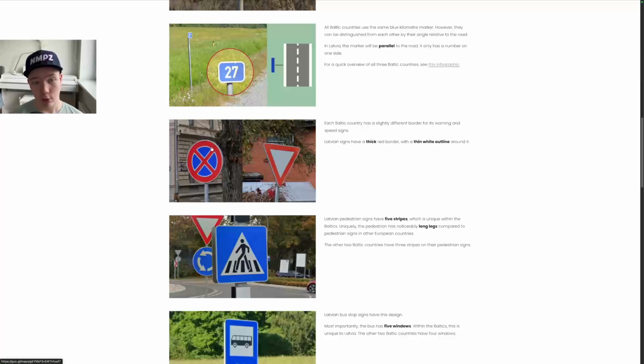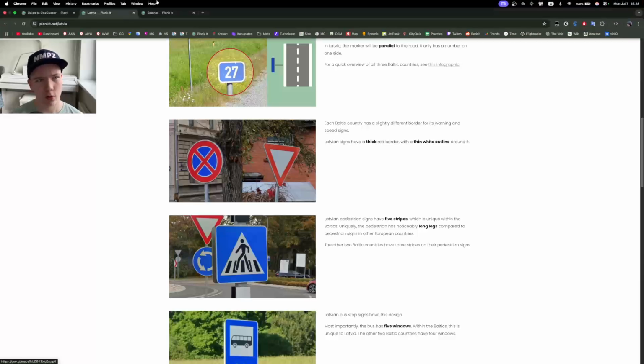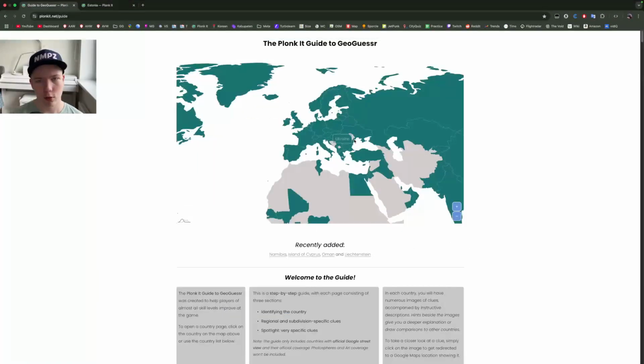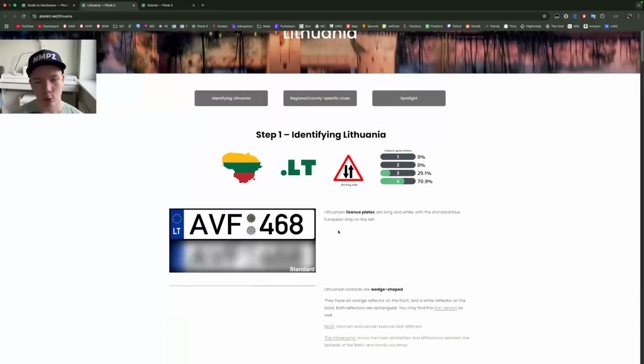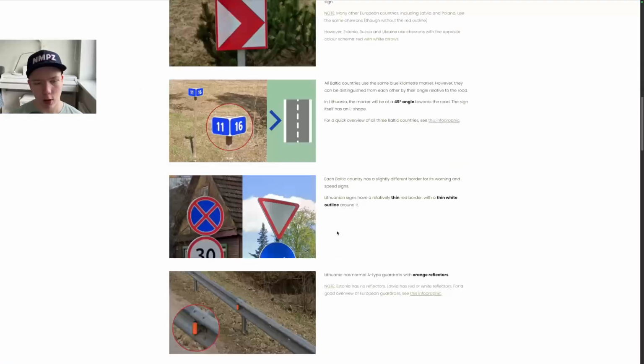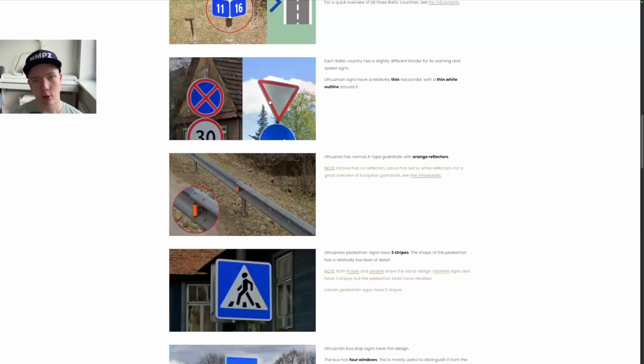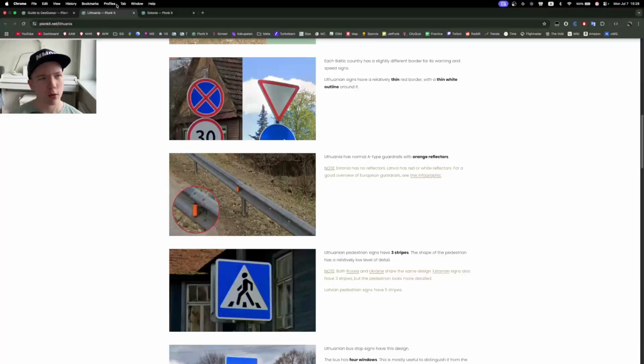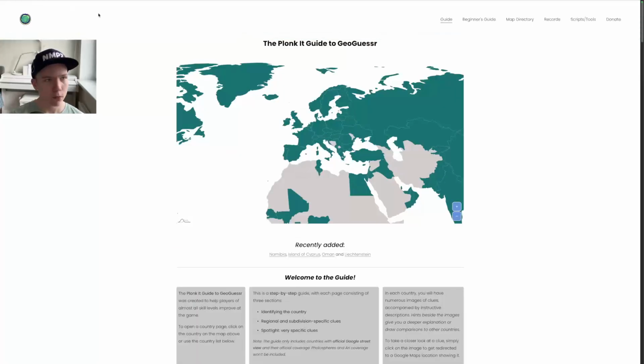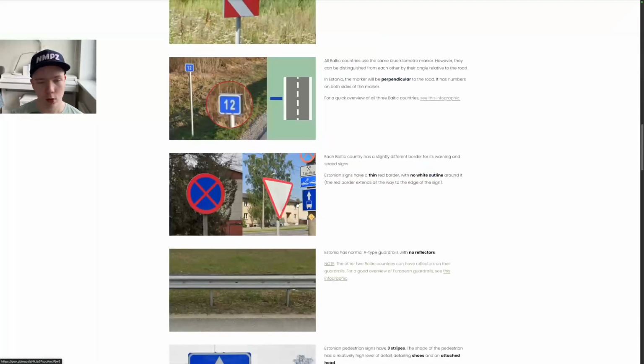It's quite a thick red border, but it has a little bit of this white thin outer line around it. And also in Lithuania you have quite thin red borders like Estonia, but you also have the white outline around it. Estonia once again. Do we have anything else?